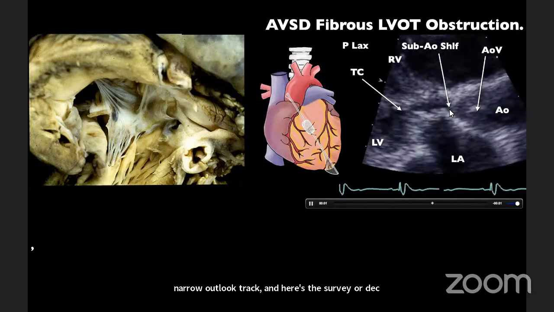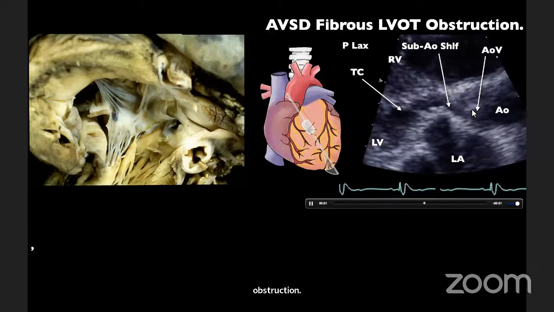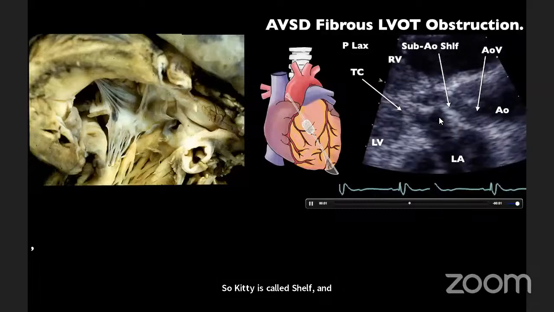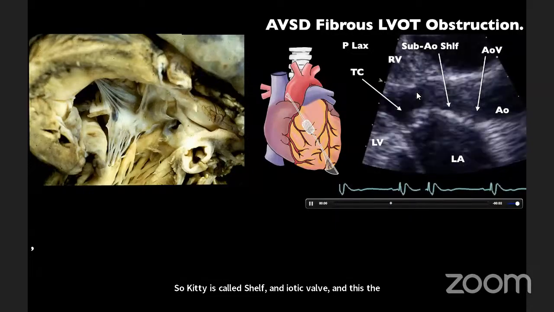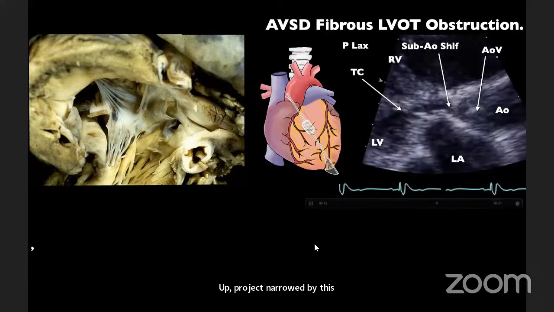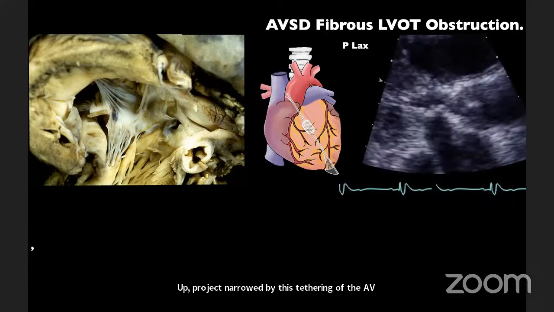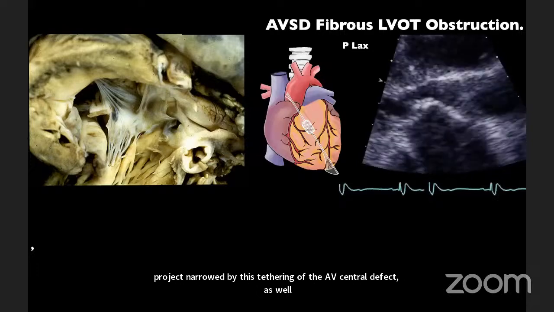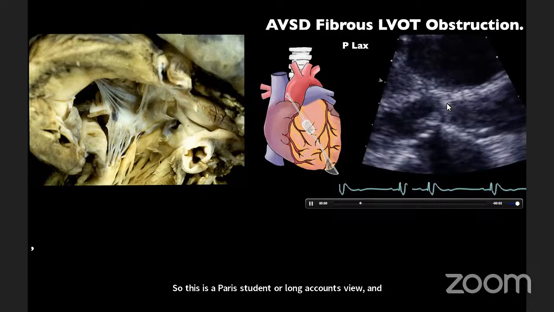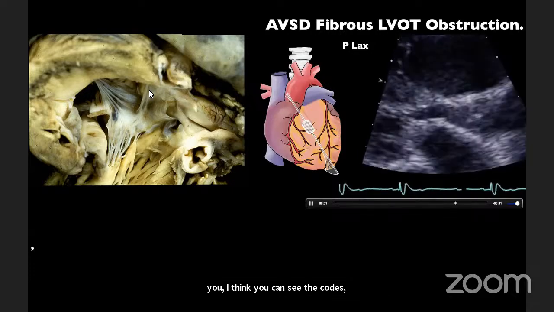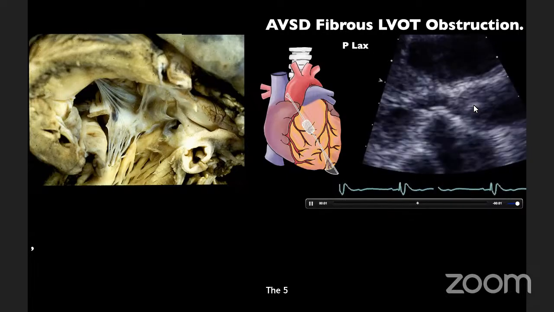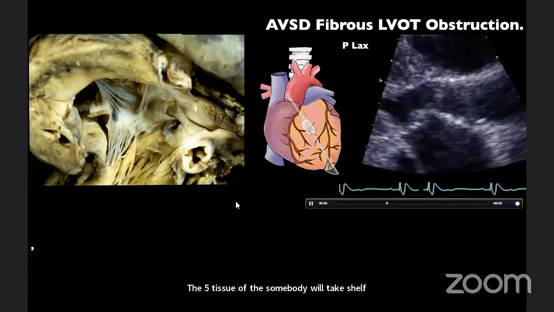So tendinous cords, subaortic shelf, and aortic valve, and this LV outflow tract narrowed by this tethering of the AV septal defect as well. So this is a parasternal long axis view, and I think you can see the cords, the fibrous tissue of the subaortic shelf, and the aortic valve above that.